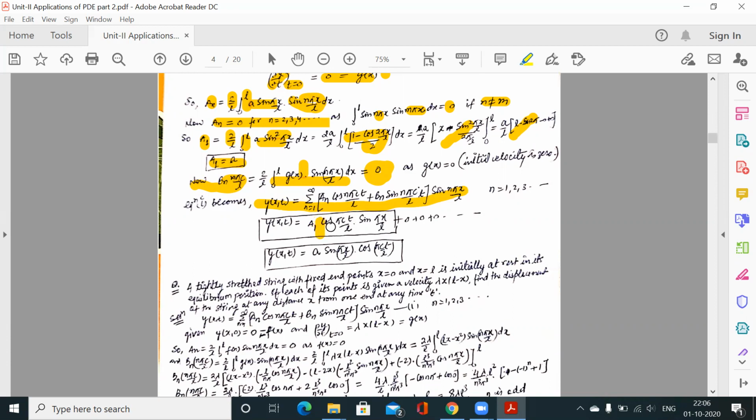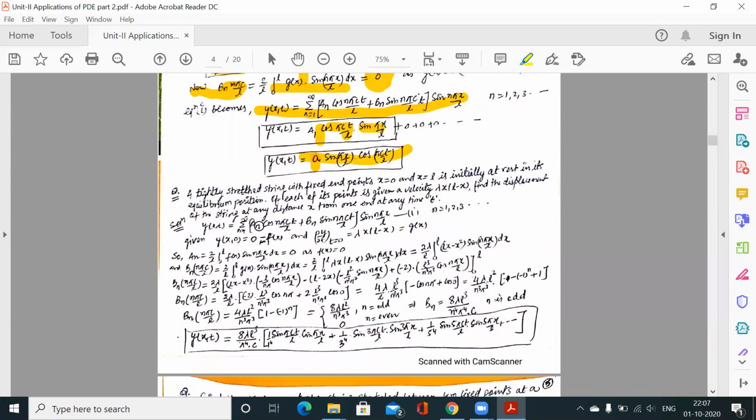So a1 means n की value 1 हमें substitute करनी है, तो cos pi ct by L into this sine pi x by L, because n की जगह हमने 1 substitute किया है. So this is the solution, a1 is a. So this is our final solution. बस आपको यही चेक करना है.